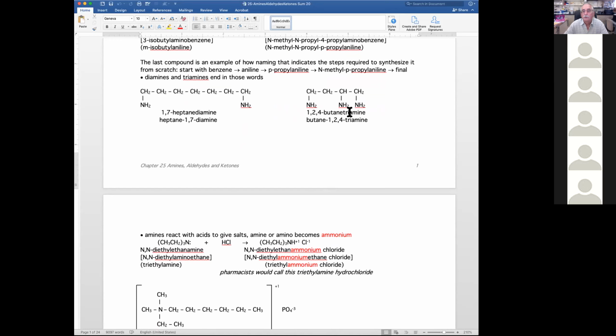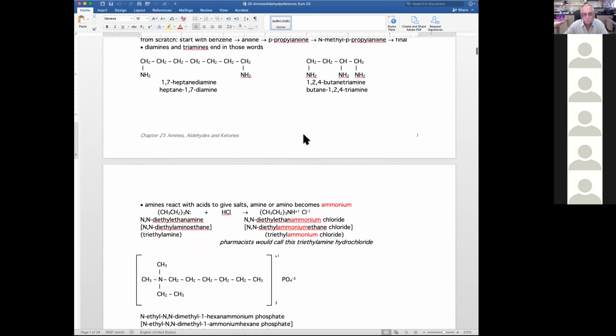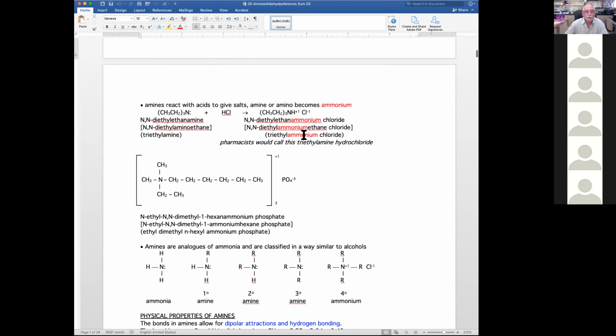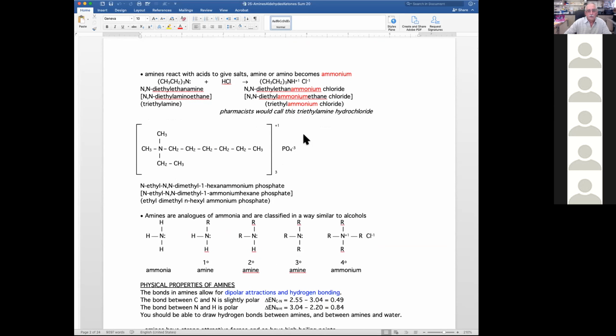1, 2, 3, butane triamine. You see, whichever method you do, as long as this describes that chemical and no other chemical, that's fine. And then amines react with acids to give salts. And so how do we name these salts? Well, the amine or the amino group simply becomes ammonium.